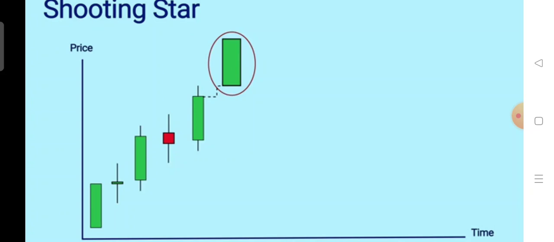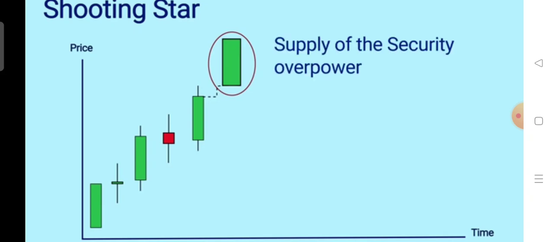And then at the top end of the day's range, the sellers, or the supply of the stock or the security, should overpower the demand, and the price should move lower, and eventually an inverted hammer kind of formation at the top of the uptrend should be formed.